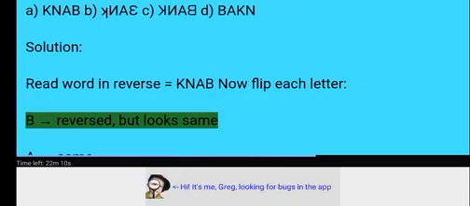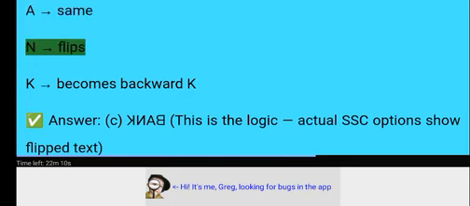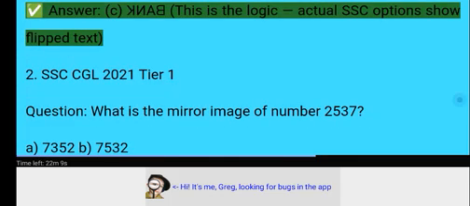B reversed, but looks the same. A stays the same. N flips. K becomes a backward K. Checkmark, answer: CIA. This is the logic. Actual SSC options show flipped text.